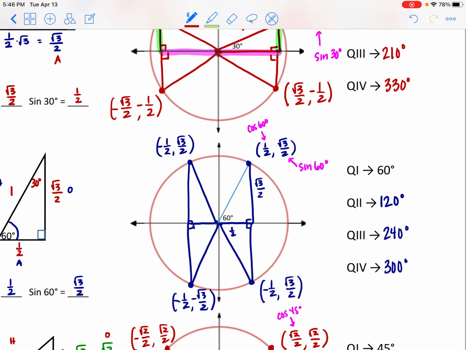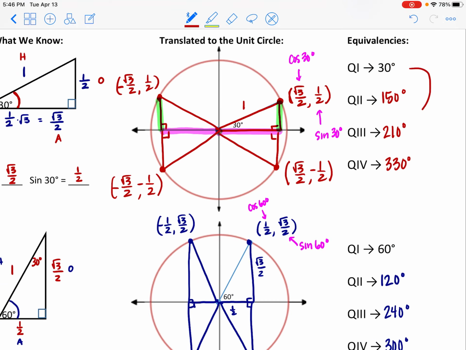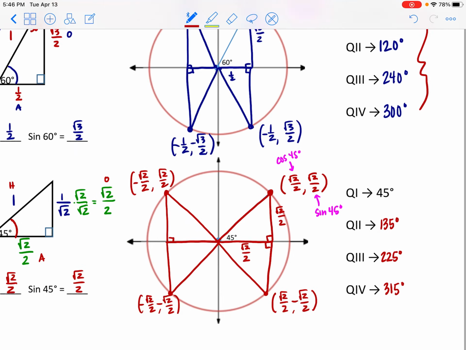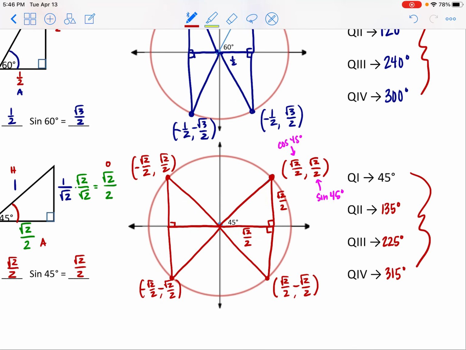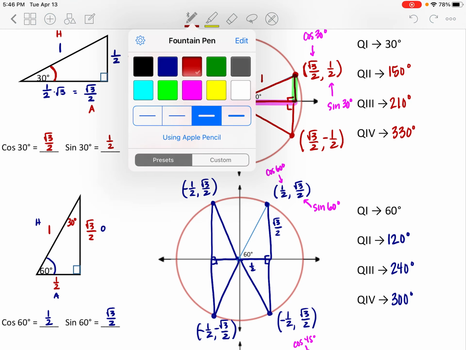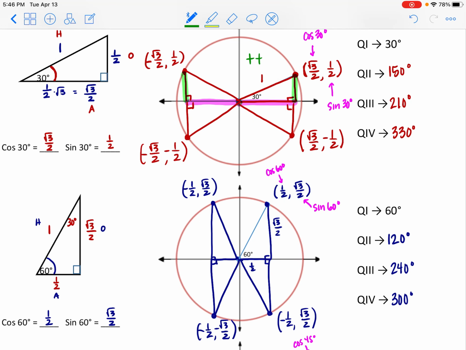So we have these sets of angles, right? These all have the same reference angle and the same cosine and sine. These all have the same reference angle and the same value for cosine and sine. And these all have the same reference angle and the same value for cosine and sine. Just in our quadrants, right? The quadrant 1, we have positive x's, positive y's. Quadrant 2 is negative x's, positive y's. Quadrant 3, they're both negative. And then quadrant 4 is positive x, negative y.